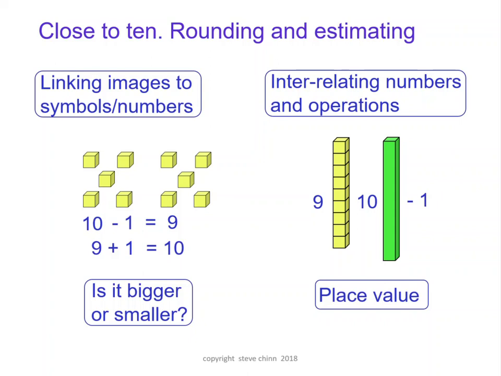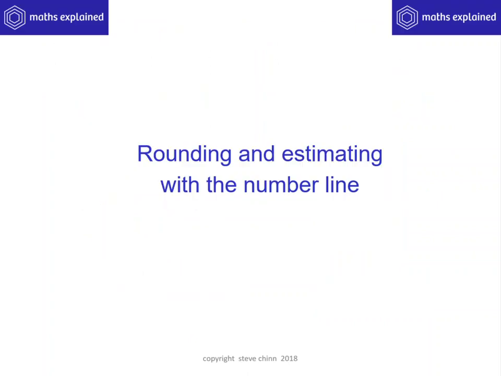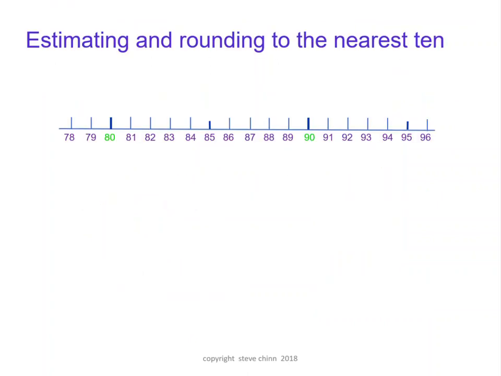Those are quite visual images, but we might also use the number line, a little less visual, but it puts things in order, so it's got its uses. So there's part of a number line, and I'm focusing on 80 and 90 and the numbers between.